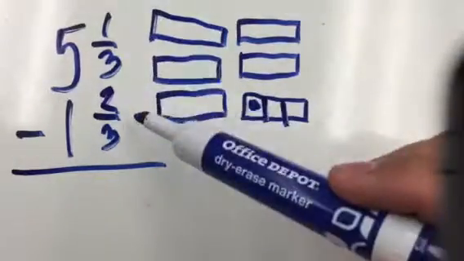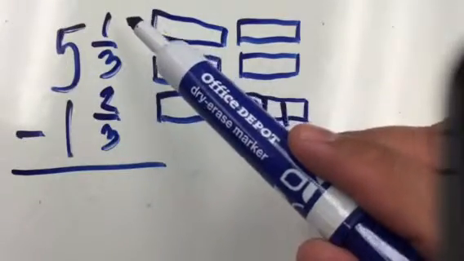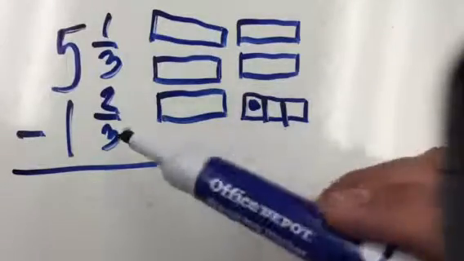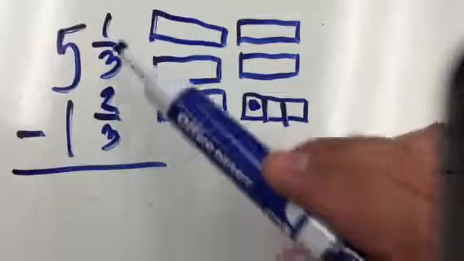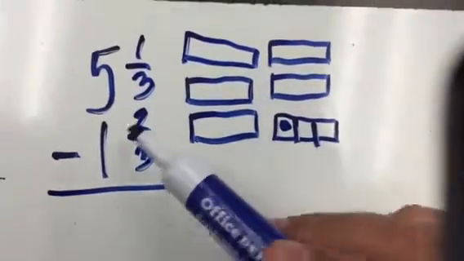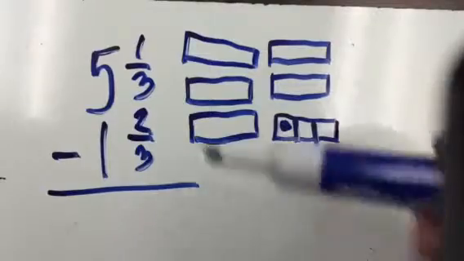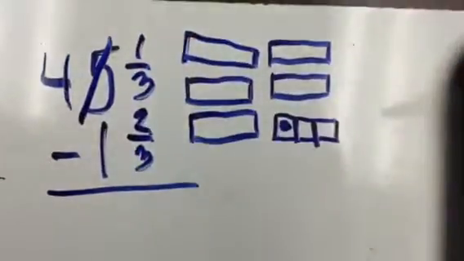So if I was going to subtract these fractions, I would have to say 2 subtracted from 1 is not going to work, right? Whenever we subtract, the bigger number has to be on top. I actually need more thirds to subtract. I can't take these 2/3 from the 1/3, so I'm going to rename this 5 and 1/3. And the way I do that is I'm going to regroup. I'm going to take a whole number from here. That's going to become 4.